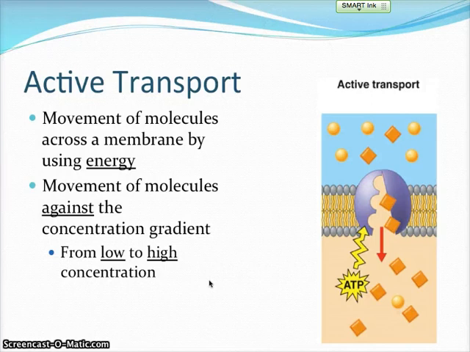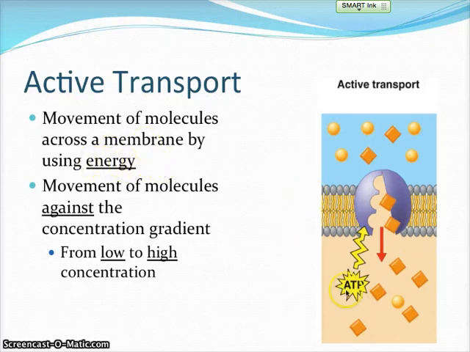So that's where it gets its name, active transport. The movement of molecules is always going against the gradient, so they're going from a place where there's not very many, it's low concentration, to a place where there's lots of them packed together, high concentration. So you can see in this picture, there's an image and it says ATP with kind of an explosion looking thing around it. ATP is energy. So you might want to label that in your notes as a form of energy that the cell uses.